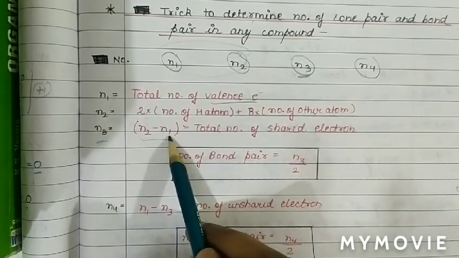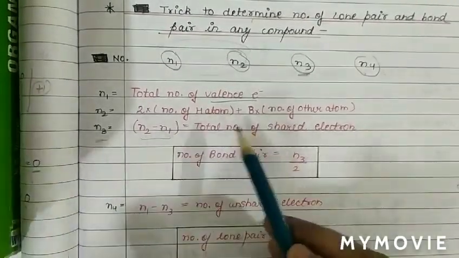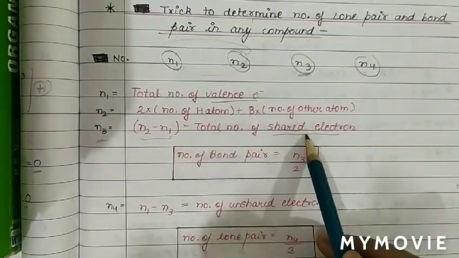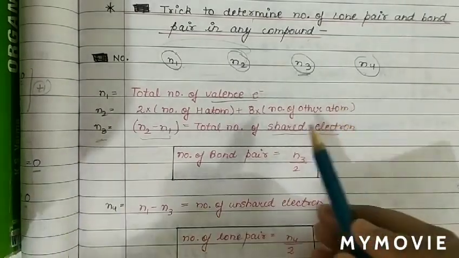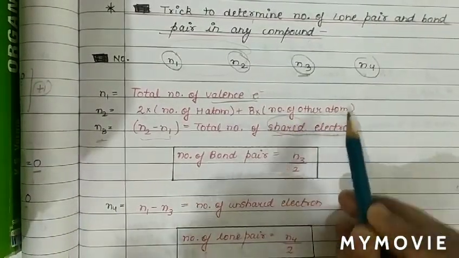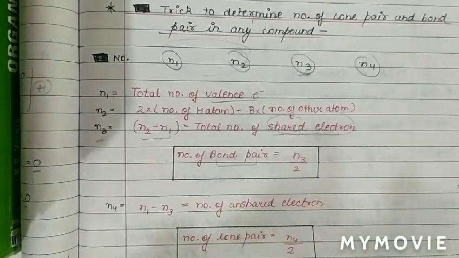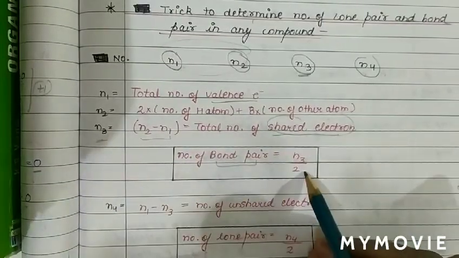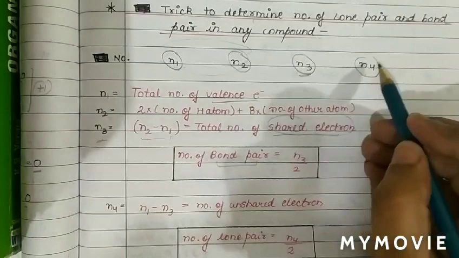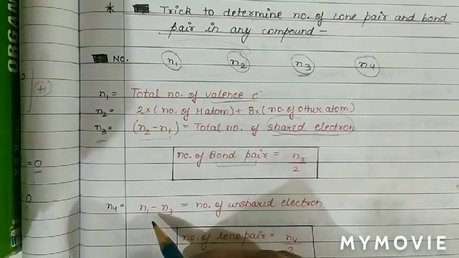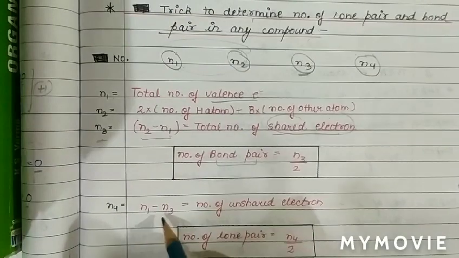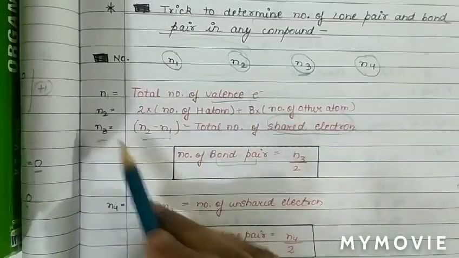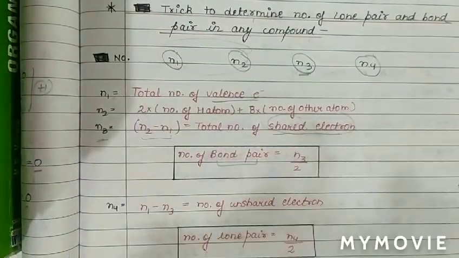N3 corresponds to the total number of shared electrons. With the help of shared electrons, we can find the number of bond pairs. So the number of bond pairs will be the number of shared electrons, which is N3, divided by 2. Now we will discuss N4. How is N4 calculated? N4 is N1 minus N3. N1 is the total number of valence electrons and N3 is the total number of shared electrons.